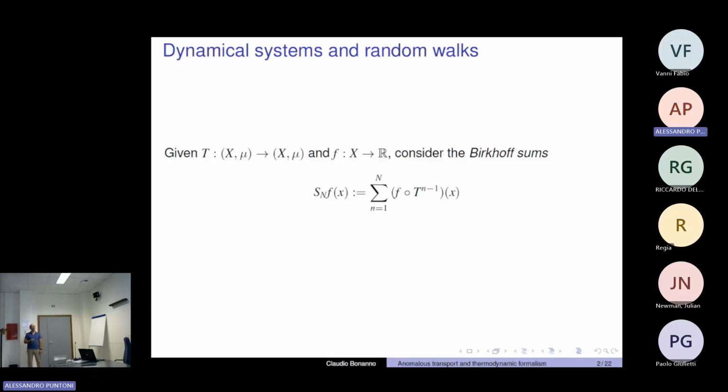Okay, so what do we mean by anomalous diffusion and transport? We start with a random walk which is driven by a dynamical system. You can think of having a dynamical system on your space X with a measure mu which is invariant and ergodic. You can build your walks basically by looking at the Birkhoff sums of some observable over the system. In particular, let me quickly make a picture here.